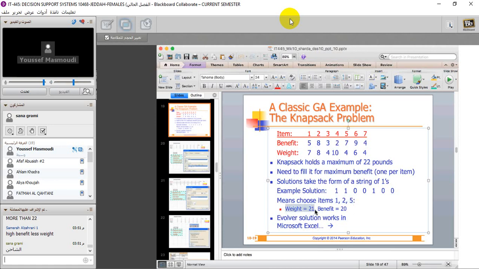The total weight is 21, and the total benefit is 20. So this is an example of a chromosome. This is a solution, right? This is a solution represented by the chromosome.